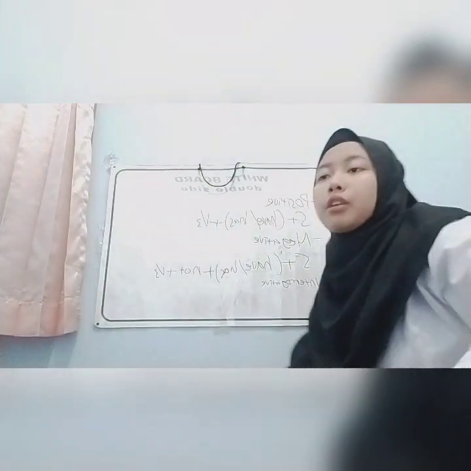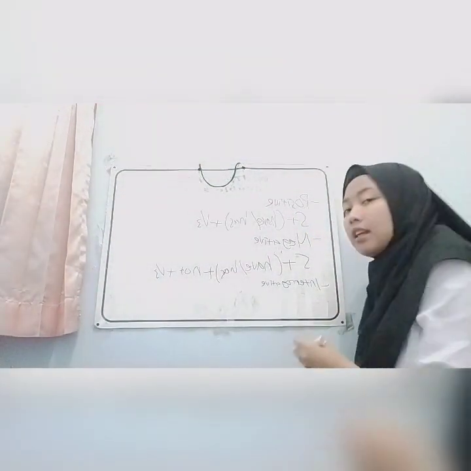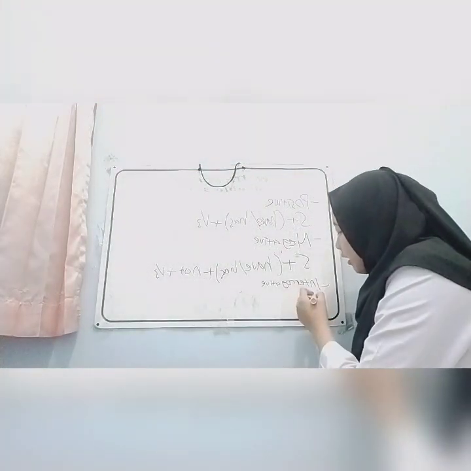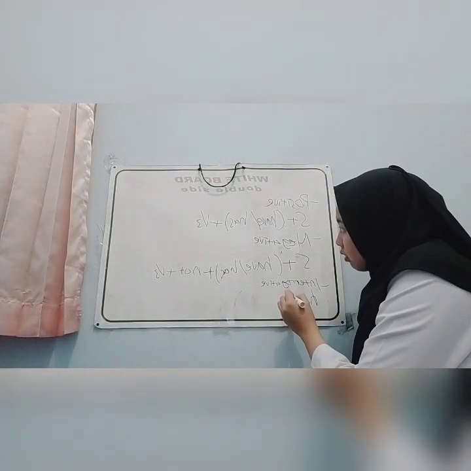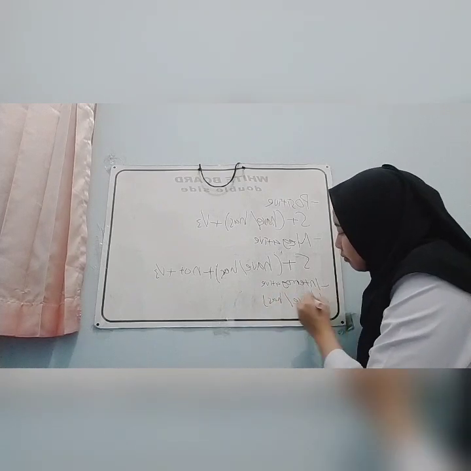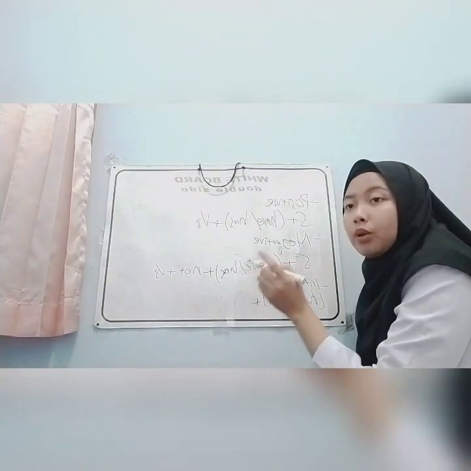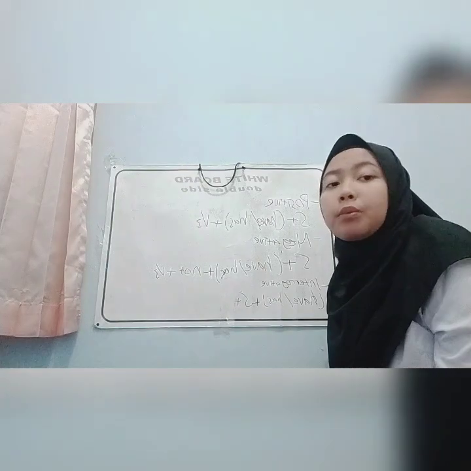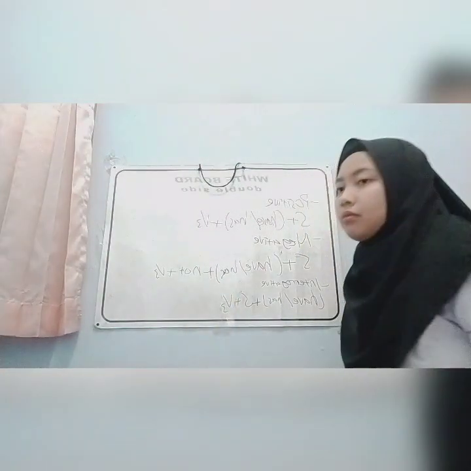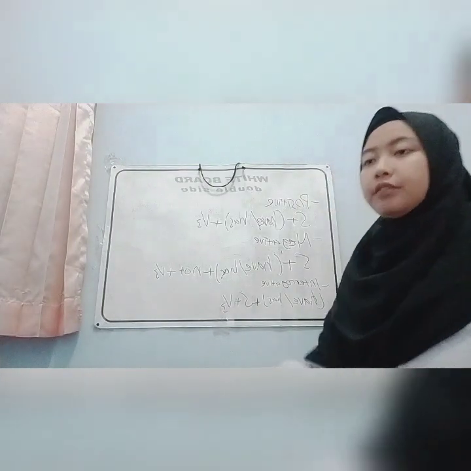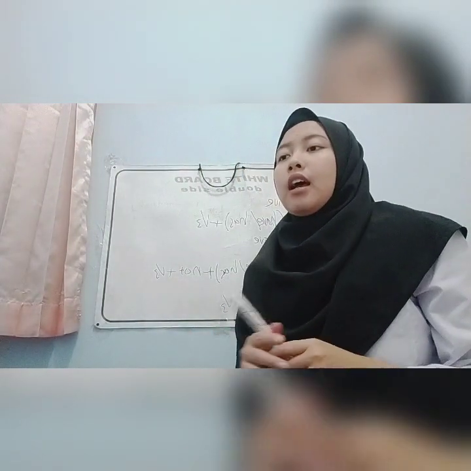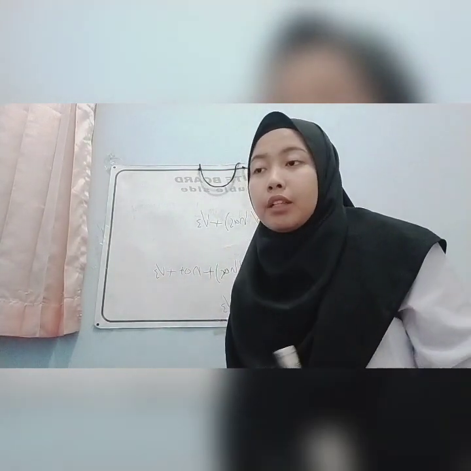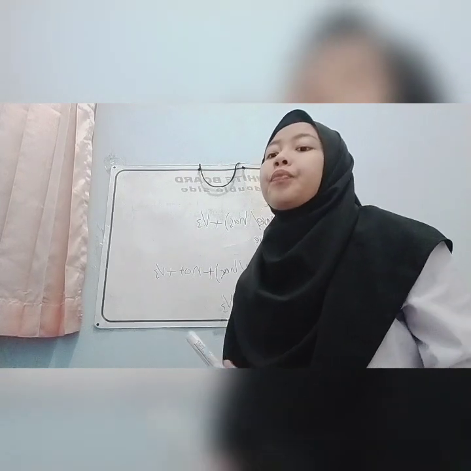Next, interrogative sentences. The formula is auxiliary verb have or has plus subject plus past participle, verb 3. The example for interrogative is: have I read the book? And the second example is: has he left? Okay, do you understand?